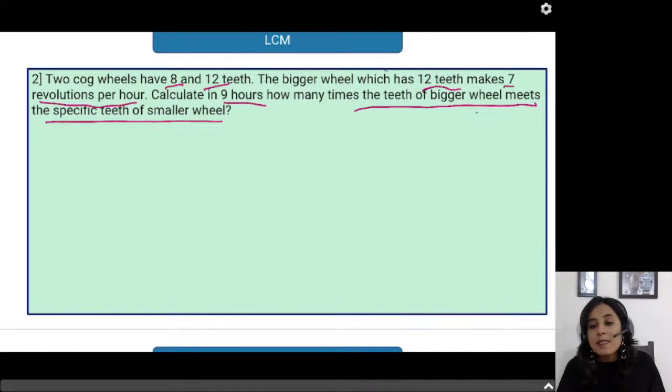Two cogwheels have 8 and 12 teeth. The bigger wheel, which has 12 teeth, makes 7 revolutions per hour. Calculate in 9 hours how many times the teeth of bigger wheel meets the specific teeth of smaller wheel.